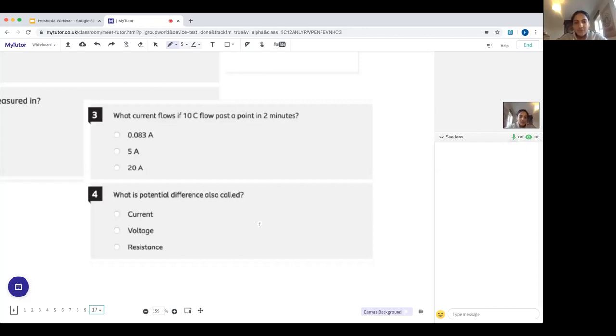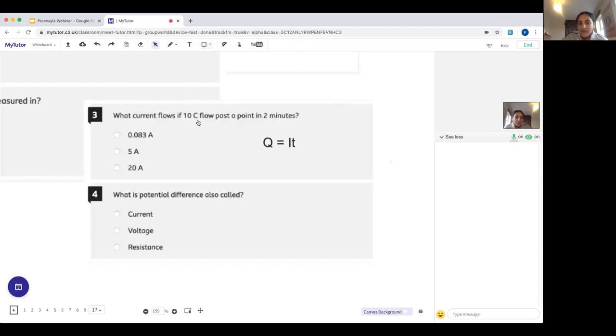Okay, so if you're struggling a little bit to remember, the equation is just Q, which is charge flow, equals IT. So charge equals current times time. Loads of you putting the right answer in the chat, which is A, 0.083 amps.